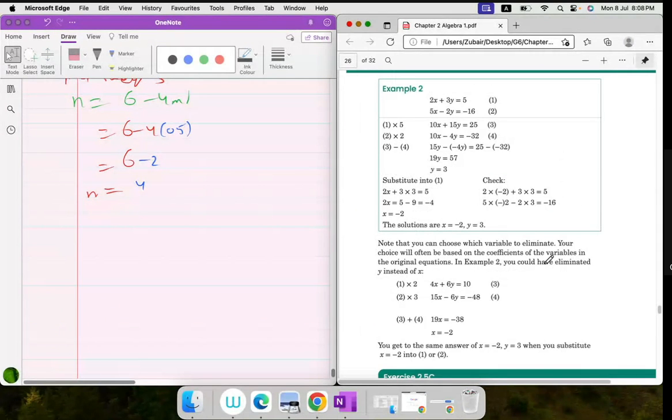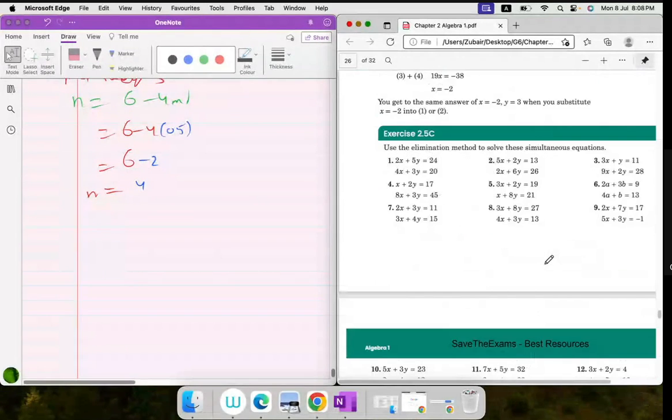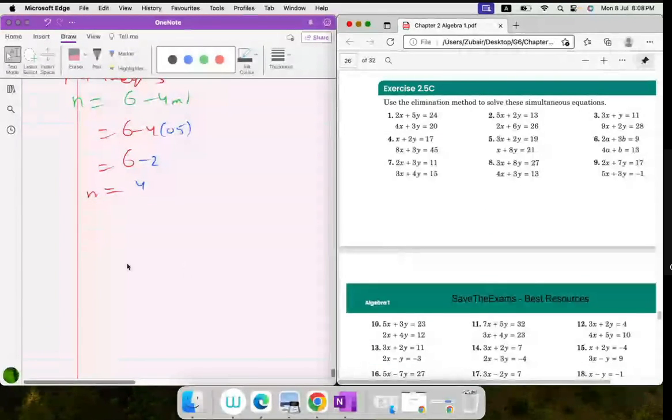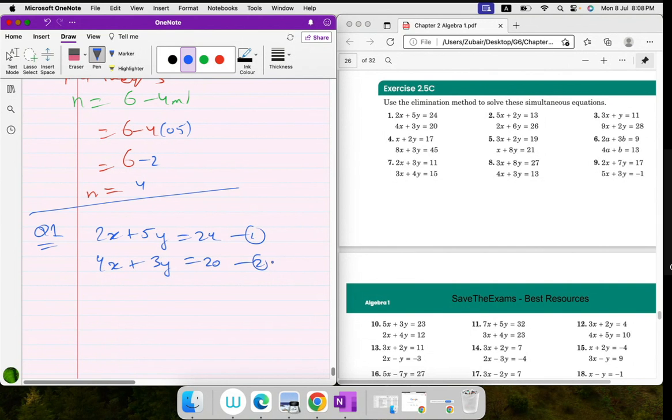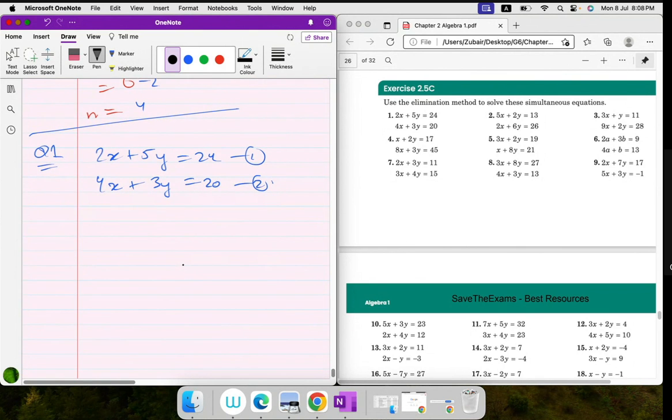So now elimination will be, we'll be using these techniques always. And let's see what we have in the first question. So 2x plus 5y equals 24. This is equation 1. 4x plus 3y is equal to 20. This is equation 2. Now in elimination, we either get rid of x or y.